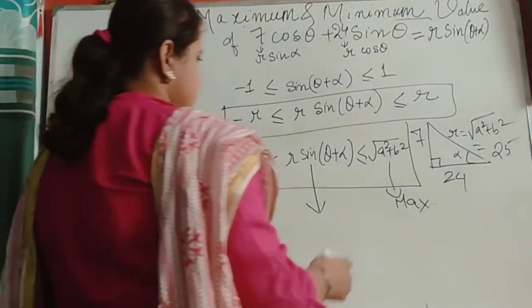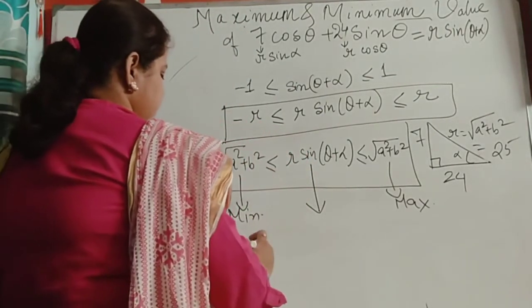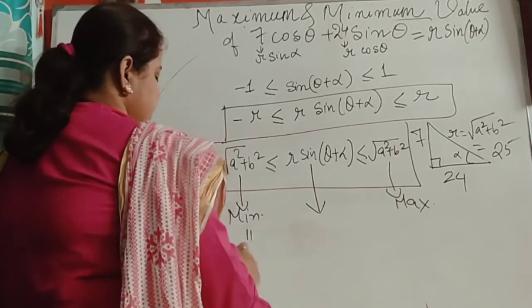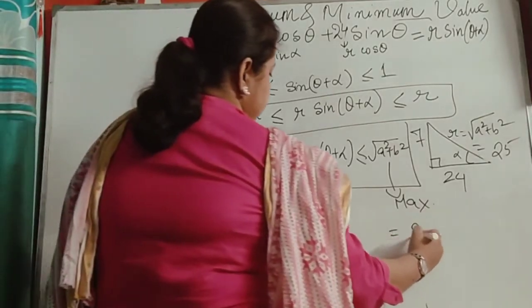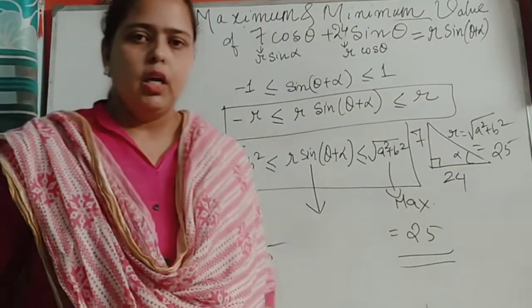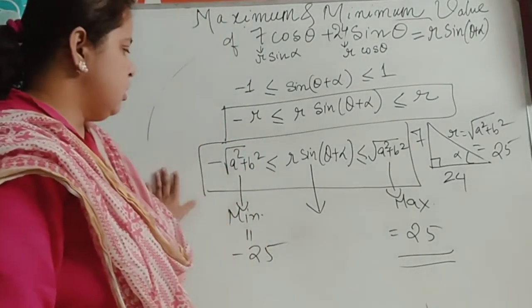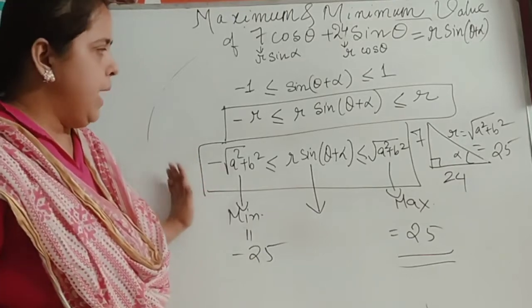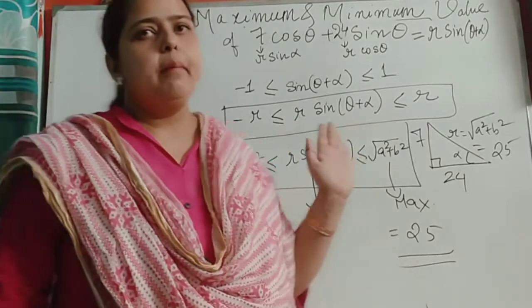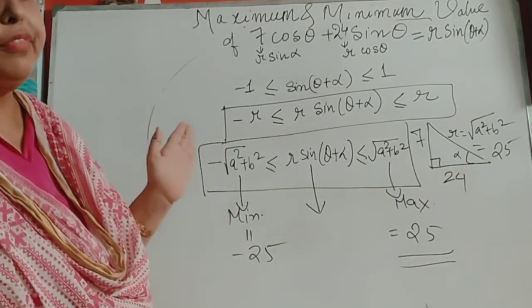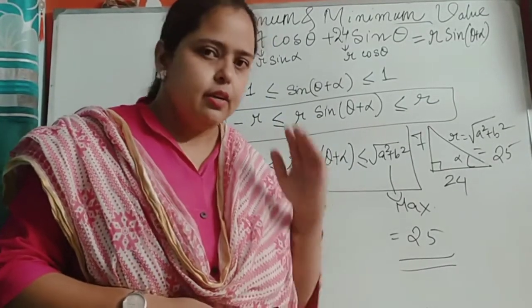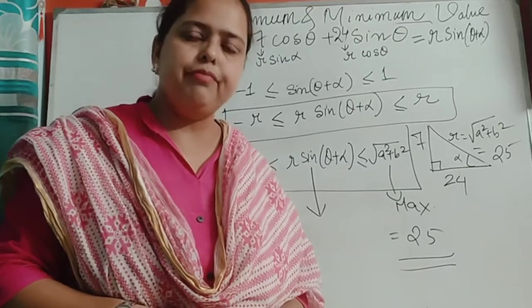So let's write down. The minimum value in that case will be, and the maximum value is going to be. So I hope you understood this particular part, how to find out the minimum and maximum value of the entire expression. With any such values of a and b, you will be able to find out.